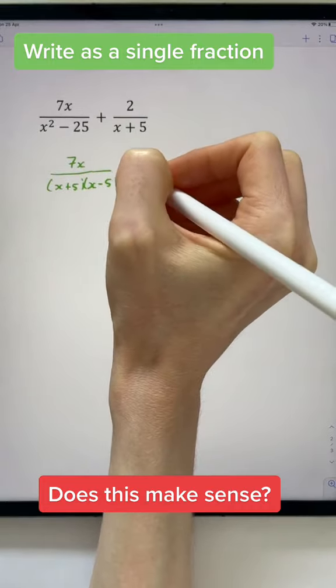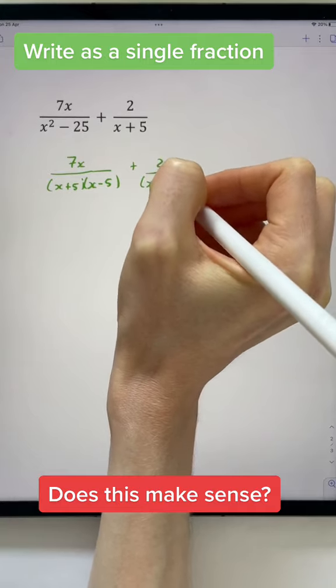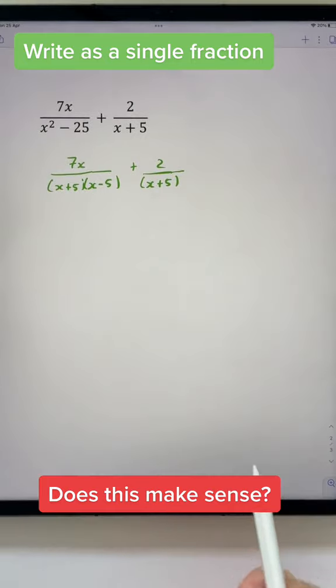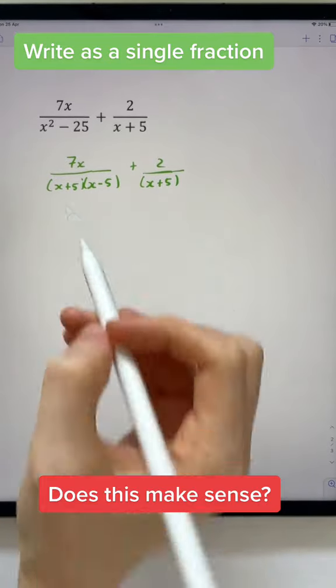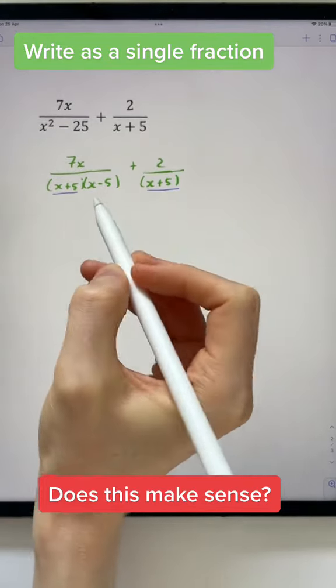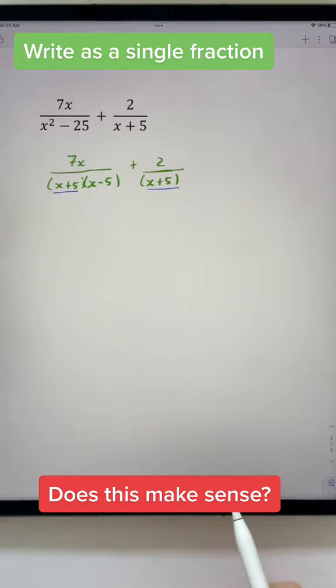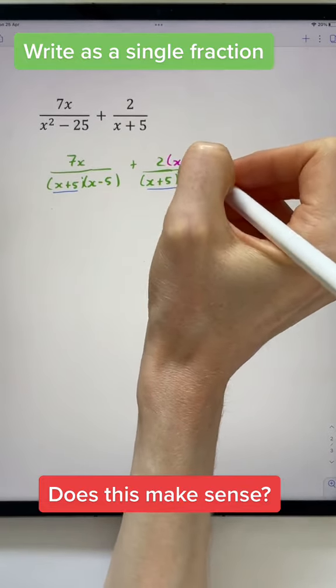For the second fraction I'm going to leave alone for a second. I'm just going to write that as 2, and in single brackets x plus 5. We know in order to add fractions, we must have a common denominator. Well, both fractions currently have x plus 5 on the denominator, whereas our first fraction denominator is also being multiplied by x minus 5. Therefore, to get both fractions the same denominator, I'd have to multiply the top and the bottom of the second fraction by x minus 5.